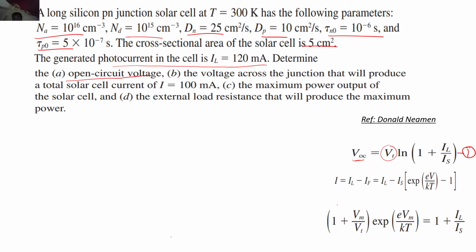I know the VT. I know the IL because it has been given in the question. I just don't know the IS. How can I calculate the IS? IS is your saturation current, right, in reverse bias. So now how do you calculate the value of IS?